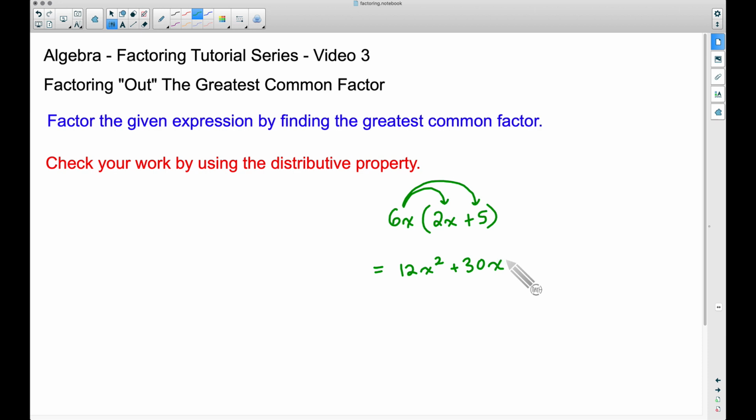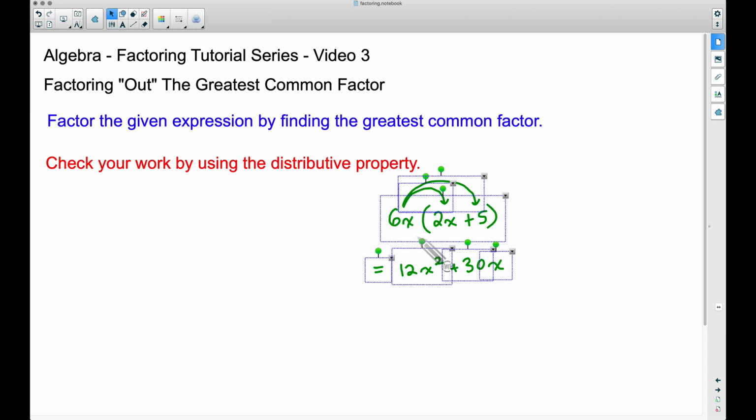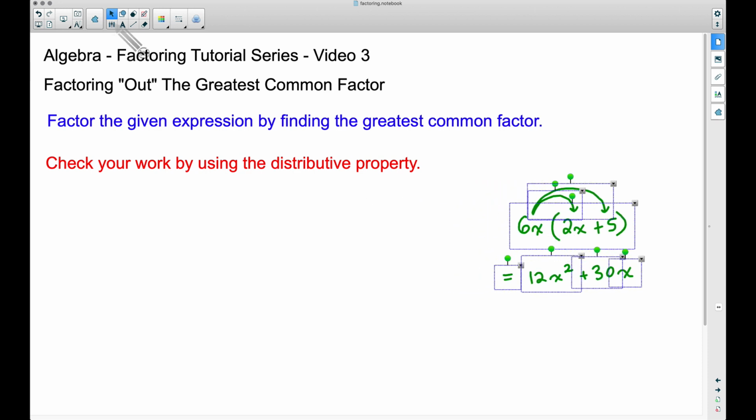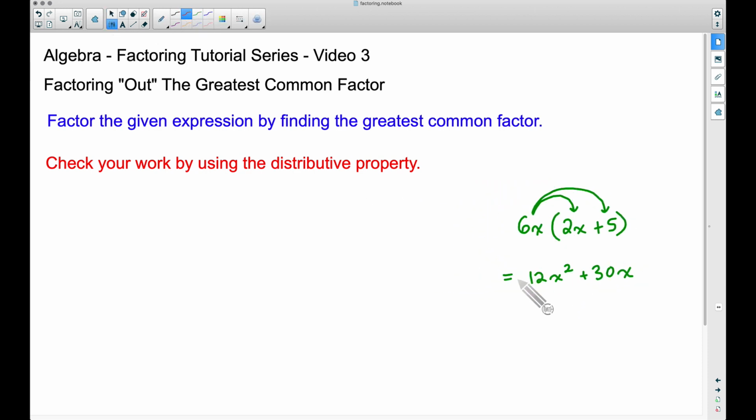Now, the reason why I'm reviewing this with you is because we will have expressions like this where we want to go back to something like this, and that's called factoring. Essentially, we're going to reverse the distributive property. So I'm going to take this stuff, slide it on over, and write another problem that looks remotely similar to what we have right here.